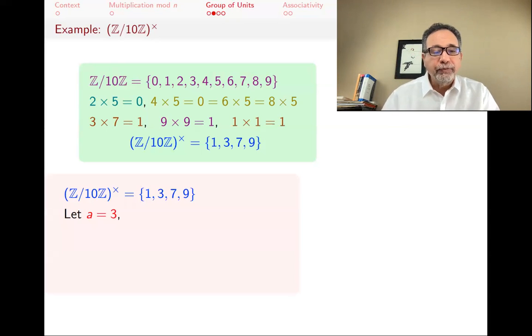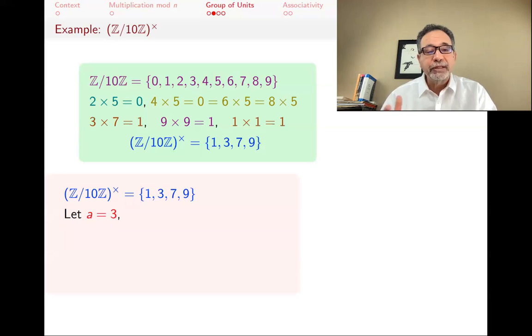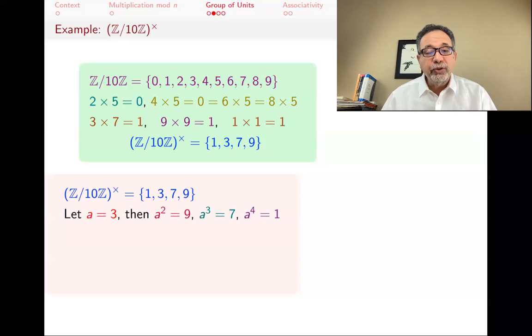We'll get to that. But for now, the group of units of Z mod 10Z has 4 elements: 1, 3, 7, 9. Let's do algebra. Let's call 3 to be a. If we do that, then what's a squared? Well, a squared is 9. Then what's a cubed? A cubed is a squared times a, 3 times 9, and that will be 27, but mod 10 will be 7. A to the 4th, 81, will be actually 1.